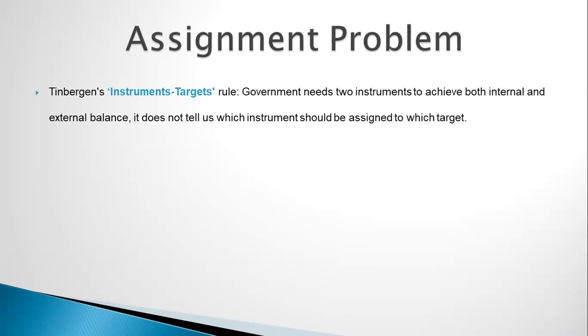Here, first of all, we describe Tinbergen's rule, the rule of having as many instruments as the number of targets. Tinbergen's rule states that there should be a single mechanism for each policy target. According to Tinbergen's rule, policymakers trying to achieve multiple economic targets need to have control over at least one policy tool for each policy target.